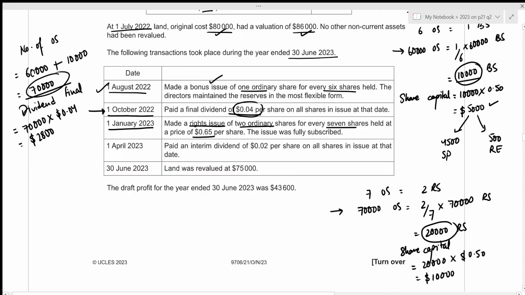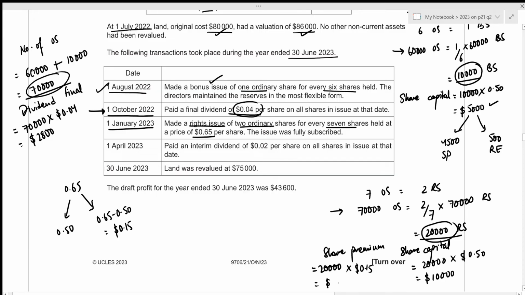Then since we are issuing this at a premium, out of 0.65, 0.5 is our nominal rate. The remaining value is 0.65 minus 0.50, which is 0.15. So this is the premium value which will go towards the share premium. So the value that goes towards the share premium due to this rights issue is the number of rights shares issued, which is again 20,000, multiplied by the premium rate of 0.15. And this gives the value of 3,000. That's all for the third transaction.